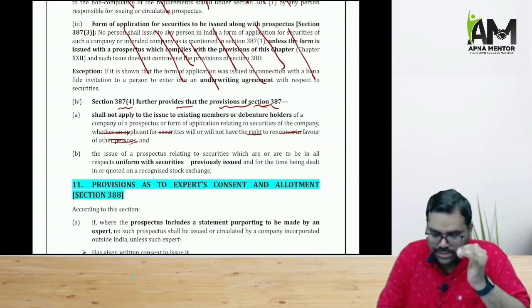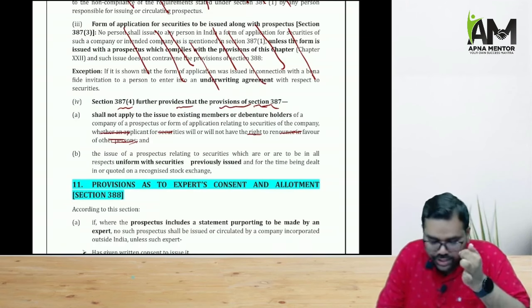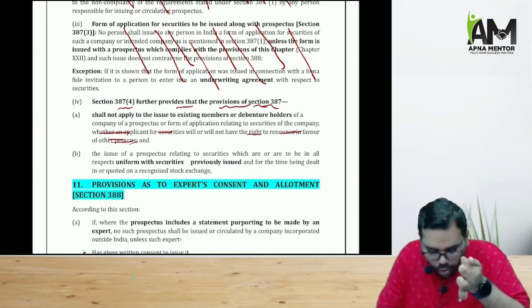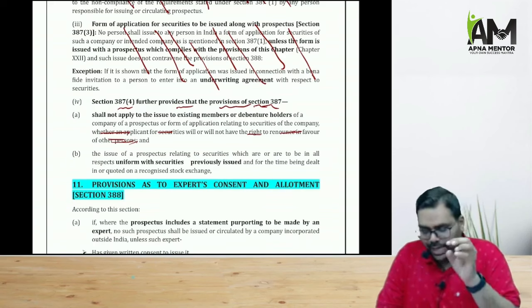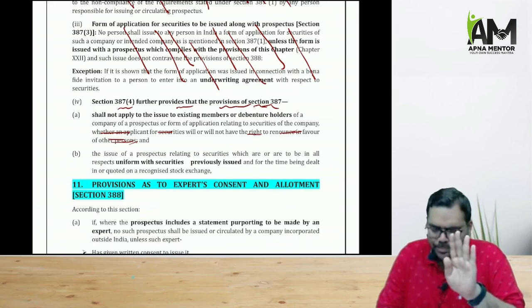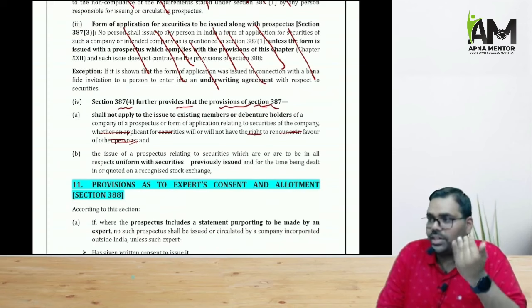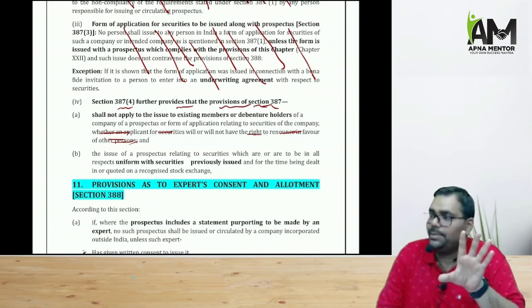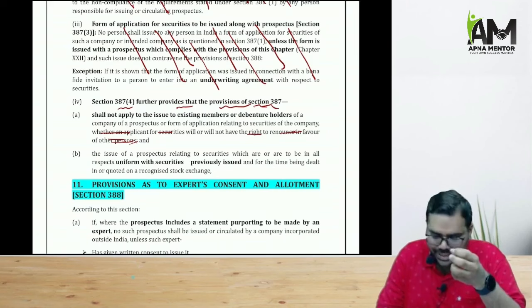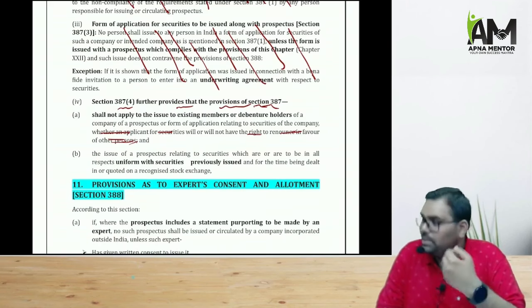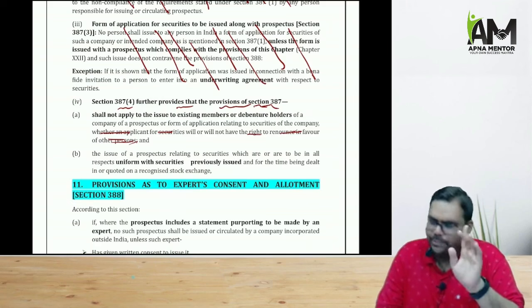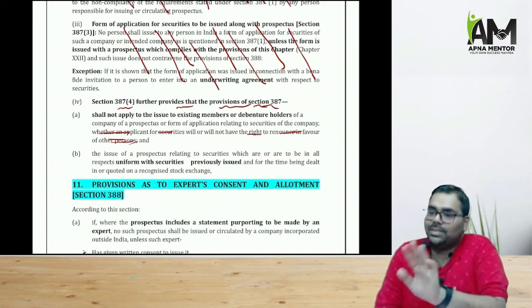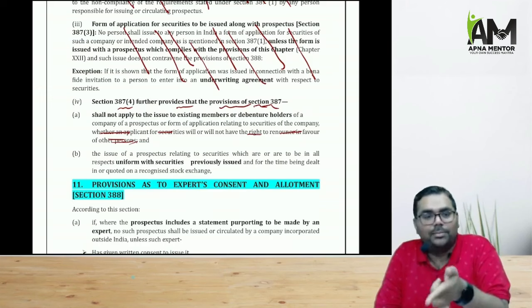And the issue of a prospectus relating to securities which are to be in all respects uniform with the securities previously issued. So yeah, I'm summarizing it. Once the company issues the securities, the section 387 requirements are applicable. But let us say the company is making a similar issue of the same class of securities, once again to the existing members only. The company has already done a similar issue before, to the same members, and at that time all the requirements were followed.